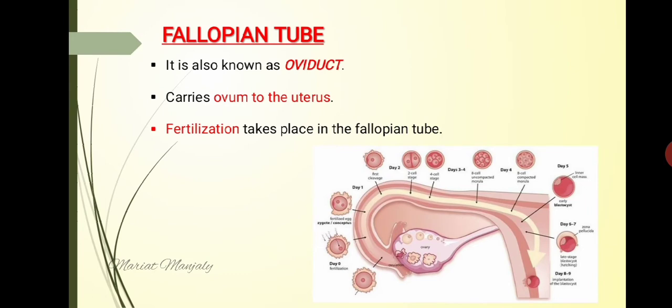The next important part of the female reproductive system is the fallopian tube. It is also known as the oviduct. As seen in the video, it carries the ovum to the uterus, and it is the place for fertilization.